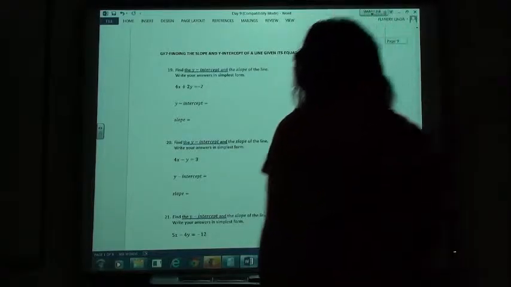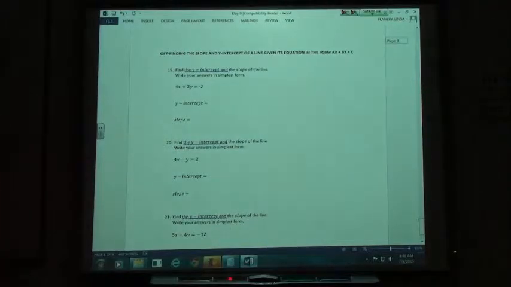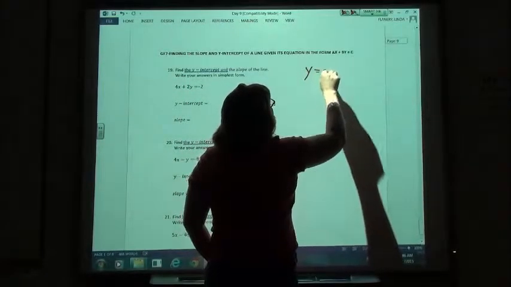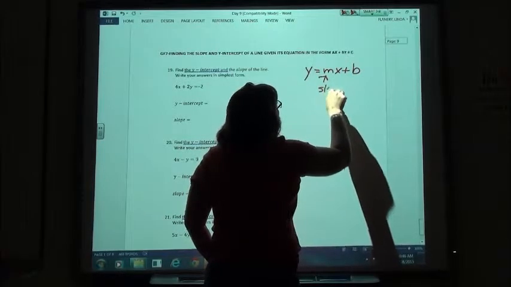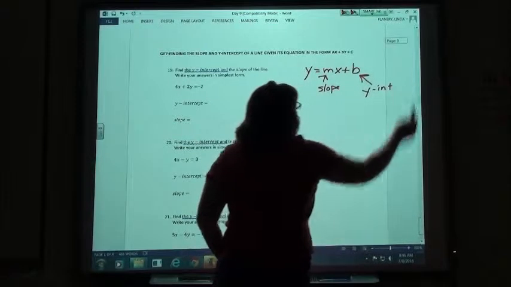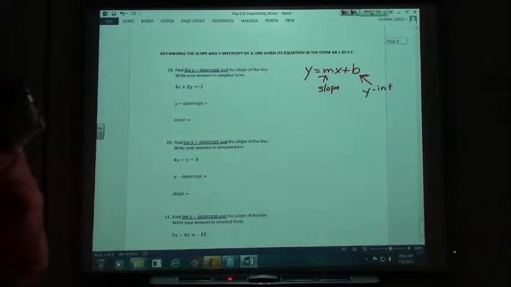And 19, 20, and 21, finding the slope and the y-intercept of the line given the equation in Ax + By = C, which is standard form. What we want to do is rewrite it in slope-intercept form. Slope-intercept form is y = mx + b, the m being the slope, and the b being the y-intercept.